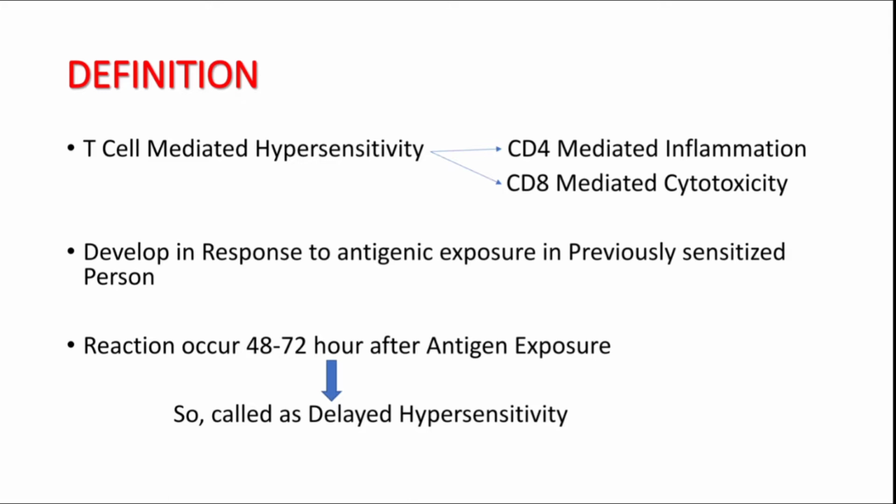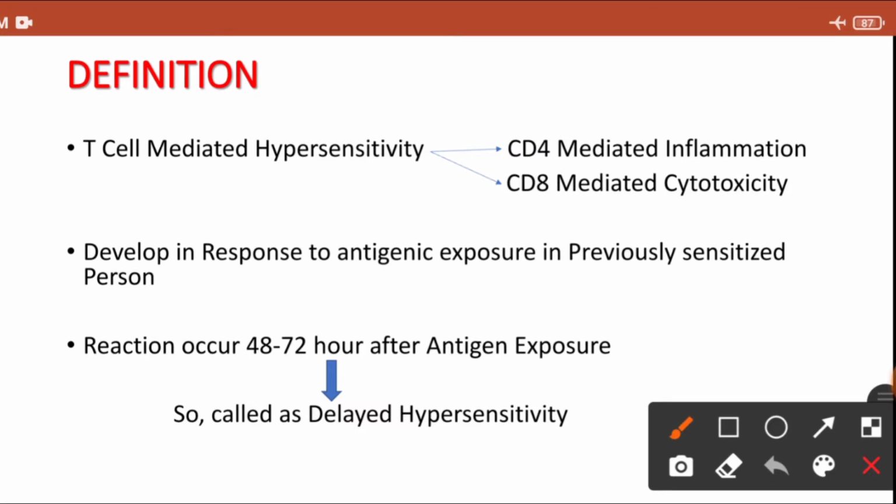And this particular hypersensitivity reaction will occur in a previously sensitized person, right? The person will develop a response to the antigenic exposure in a previously sensitized person. And the reaction will occur 48 to 72 hours after the antigen exposure, and that's why it is also known by the name delayed hypersensitivity reaction, right?